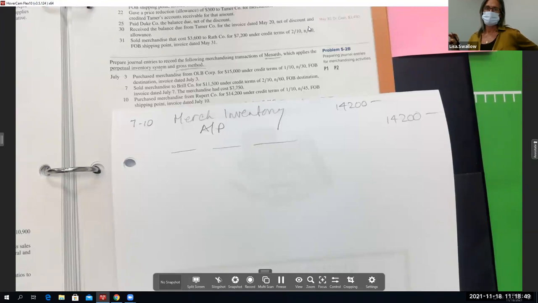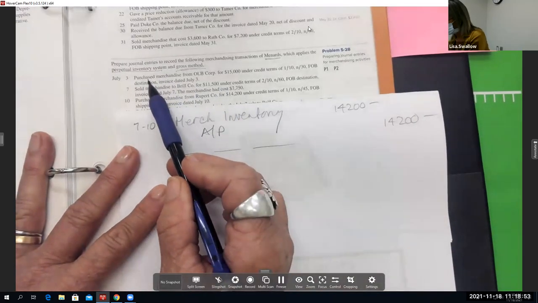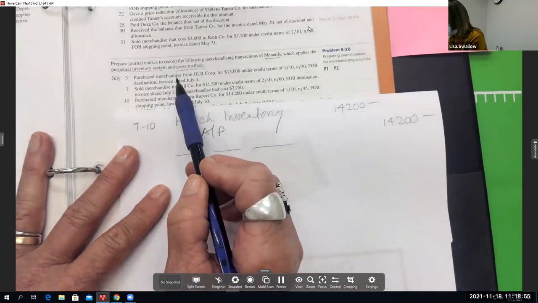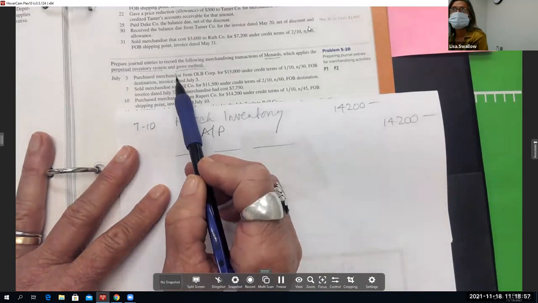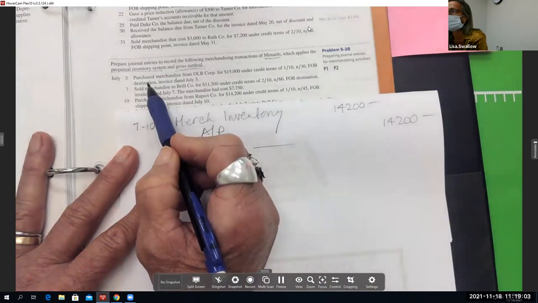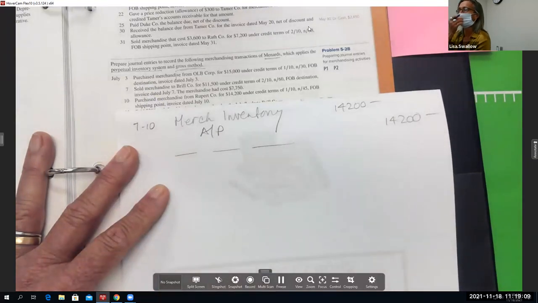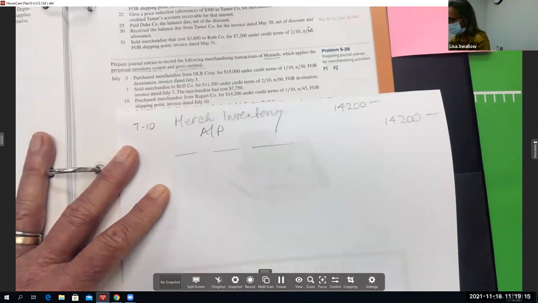Now let's walk through them. Free on board destination. On the first one, I bought merchandise. So I'm the destination, right? And it's free on board destination. In other words, it's free to the destination. I'm the destination, so I don't have a freight bill coming from this one.